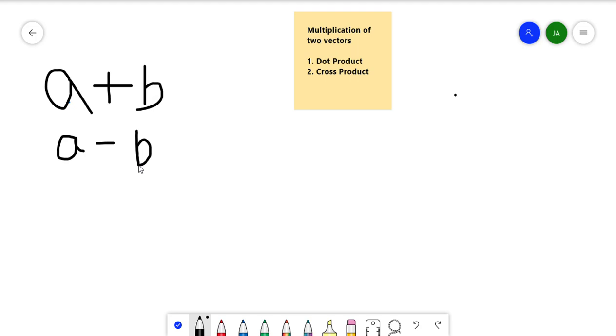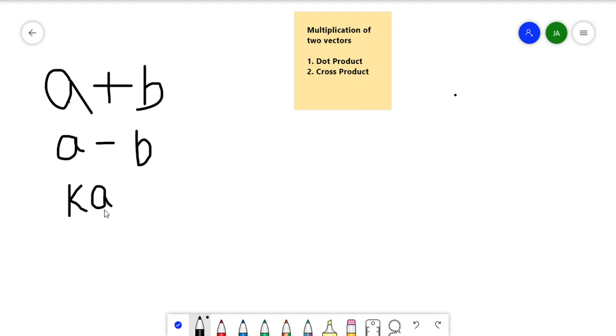Then I told you that we can multiply a vector by a scalar. It means that if I have vector A, I can multiply vector A by a scalar k, where k is a scalar. Of course, we know that scalar quantities have magnitude, they do not have direction. So we can multiply vectors by a scalar. Today we'll be looking at what happens when we multiply two vectors together.